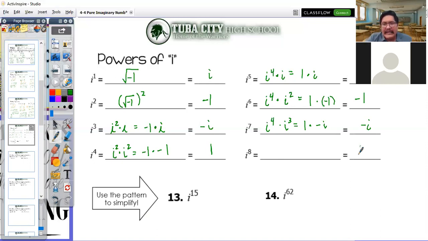Now, what I meant by it's kind of complicated, but it's also kind of easy, is that this number repeats itself every 4 times. Every 4 numbers, it will repeat itself. So we're going to use this pattern to simplify it.